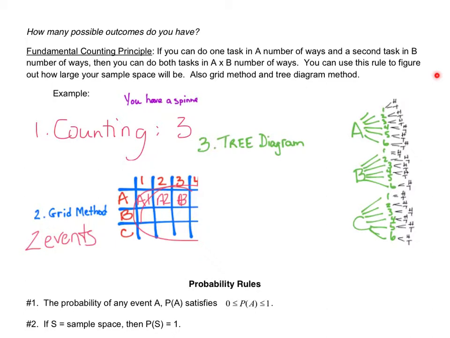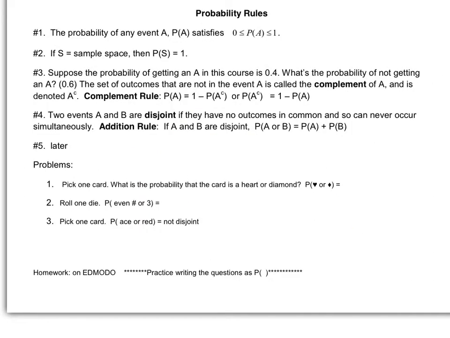Now let's look at some basic probability rules. Here are 4 of the 5 basic rules we'll use in this unit. Rule number 1 says the probability of an event has to be a number between 0 and 1, including 0 and 1. Rule number 2, the probability of your sample space is equal to 1 or 100%.